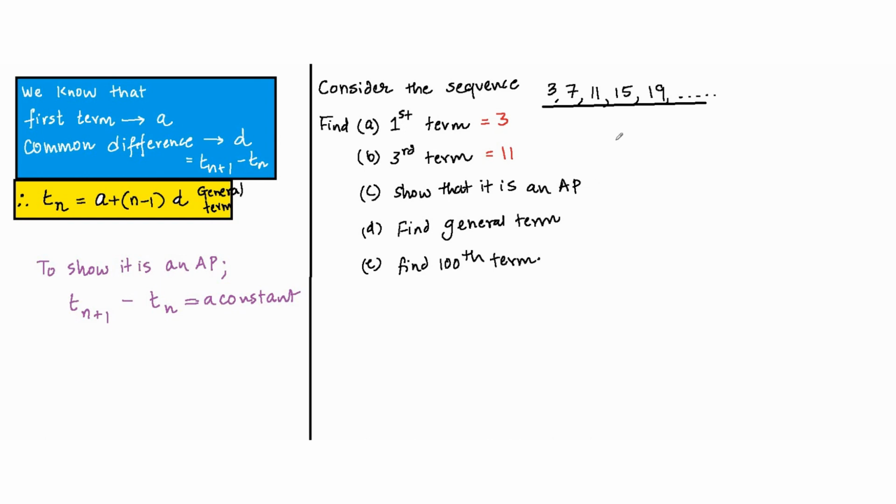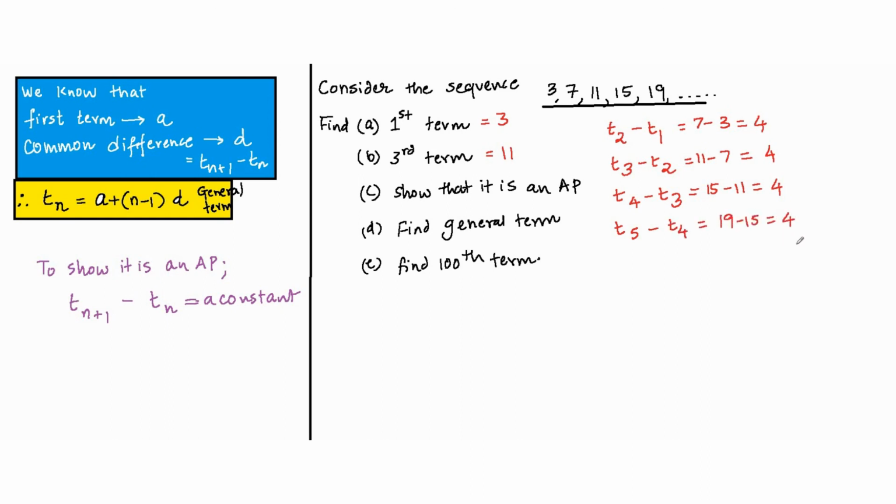Show that it is an AP. So let me find the second term minus the first term. Second term minus first term is 7 minus 3, which equals 4. Let me find the difference between the third term and the second term, which is 11 minus 7, which is also 4. Let me find the difference between the fourth term and the third term, which is 15 minus 11, which is also 4. Let me find the difference between the fifth term and the fourth term, which is 19 minus 15, which is also equal to 4.